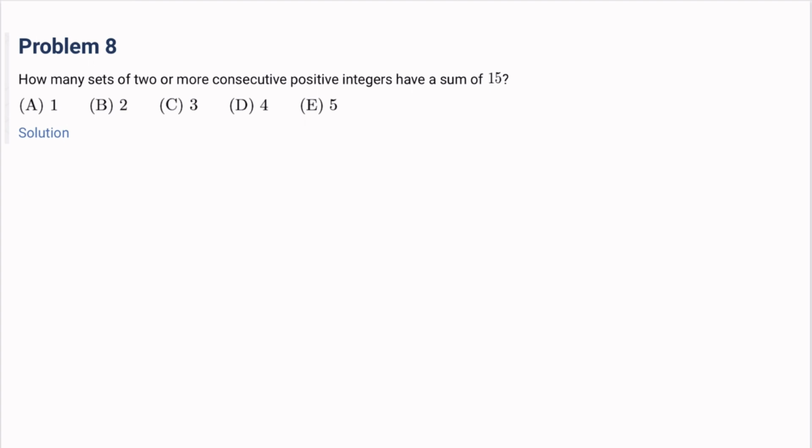Number 8, how many sets of 2 or more consecutive positive integers have a sum of 15? So since 15 is an odd number, there can be two numbers. So it can be expressed as the sum of two numbers, which is namely 7 and 8. And then 3, that's possible because 15 is a multiple of 3, so that's 4, 5, 6, right?